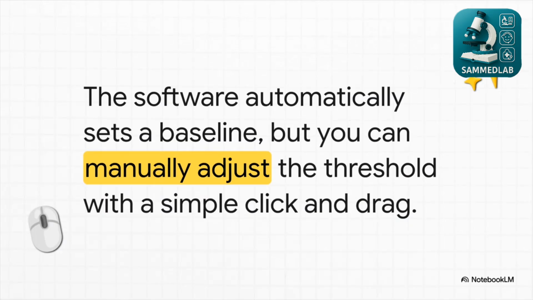Now, the software is smart. It automatically sets a baseline to calculate those CQ values. But, and this is important, you are always in the driver's seat. If your scientific gut tells you an adjustment is needed, you can literally just click and drag the threshold to where you want it. It's a perfect mix of smart automation and your expert control.